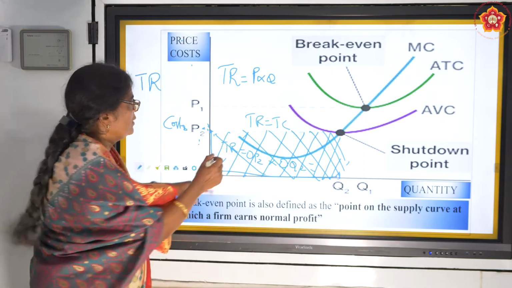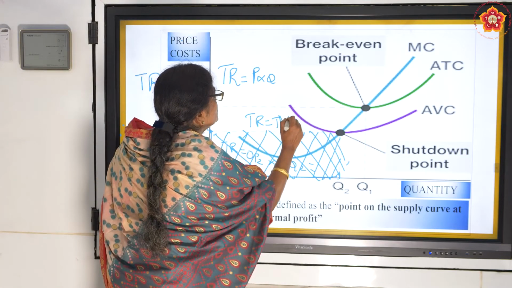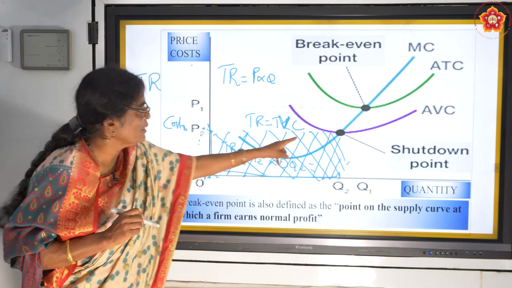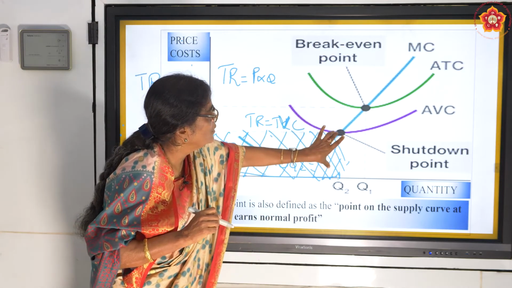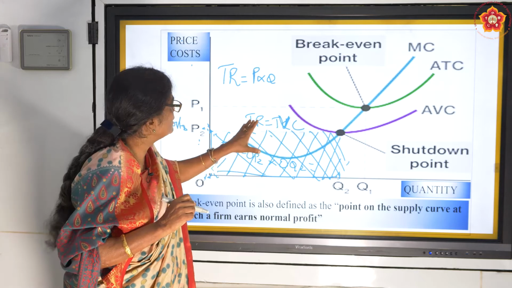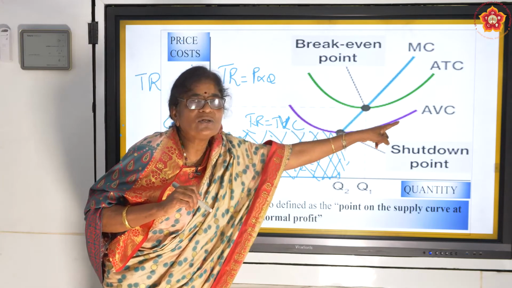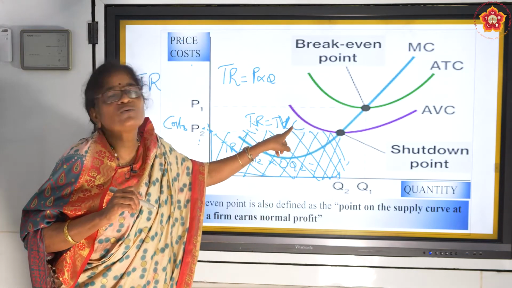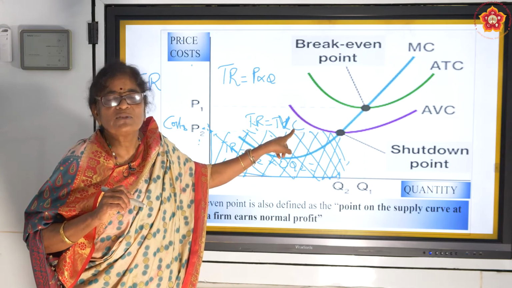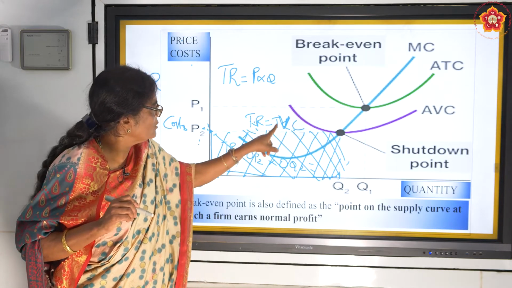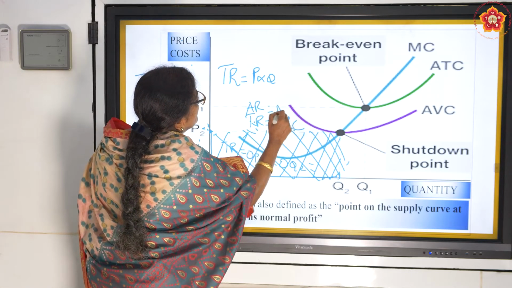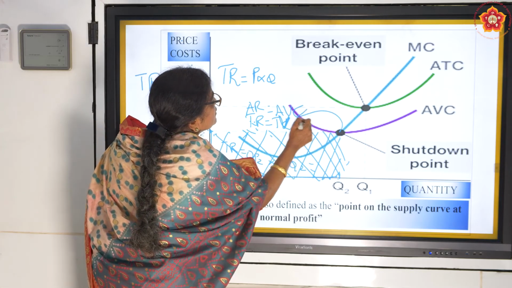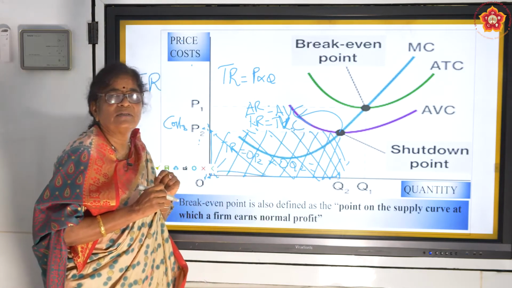Whatever revenue is earned, sorry, TVC, not total cost, variable cost, average variable cost. Therefore, revenue is equal to the variable cost. If you say average revenue, you can say average variable cost. When you mention total revenue, you can mention total variable cost. Both are the same concept only. TR is equal to TVC, or you can say AR is equal to AVC at this point, the shutdown point.